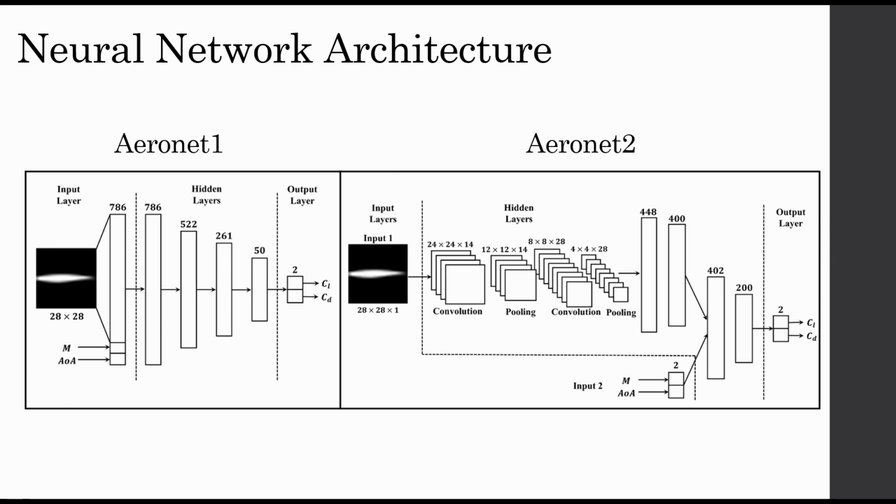AeroNet1 has a total of around 1.2 million trainable parameters. The second neural network, AeroNet2, consists of 2 separate input layers, one for the pixels of the geometry image and one for the 2 flow conditions. The first input layer goes into a convolutional and pooling hidden layers section. The flow conditions are then input after the convolutional layers. Fully connected hidden layers then decrease in size until the 2 output neurons are reached. AeroNet2 has a total of around 430,000 trainable parameters, which is considerably less than AeroNet1, but added complexity lies in the convolutional and pooling layers.